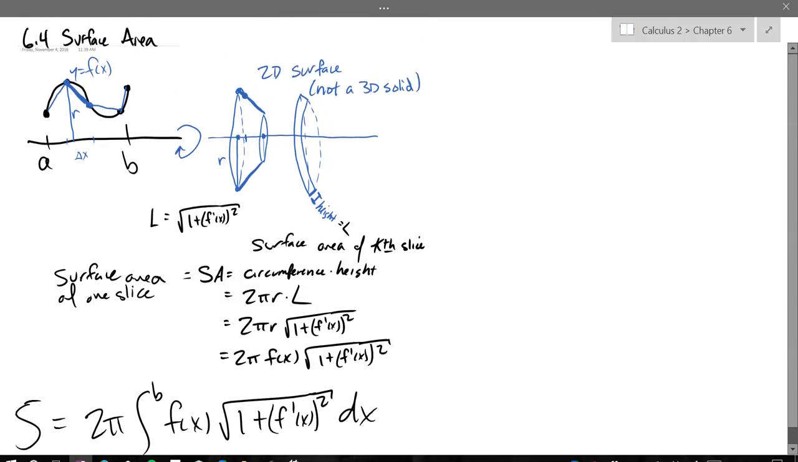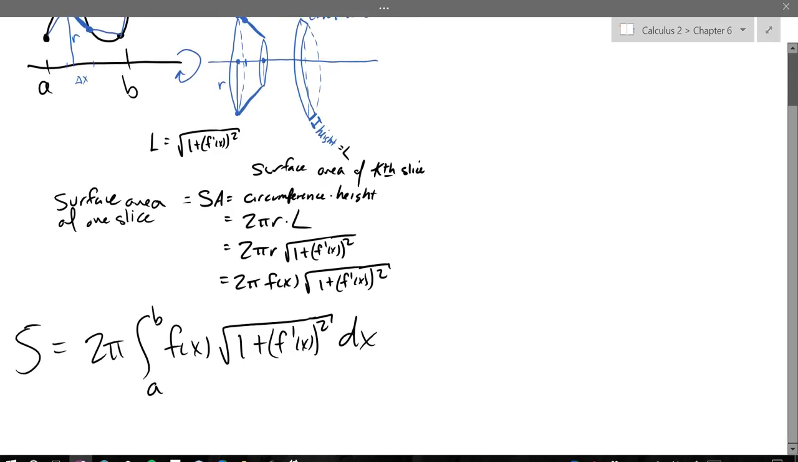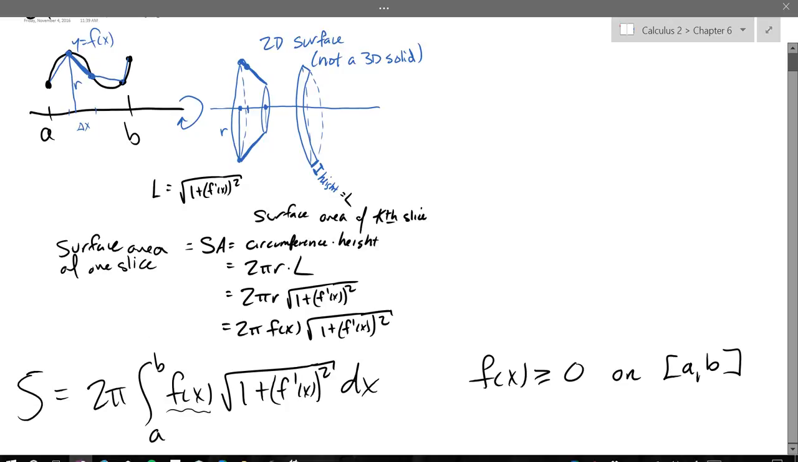Now there's an assumption I made on this picture right here. I assumed that our function was above the x-axis. So I better write that down. It's going to change things. If we're below the x-axis, r would be negative, and the part that would be messed up is that f of x would be negative. So this makes an assumption that f of x is greater than or equal to 0 on the interval a to b. So you've got to be above the x-axis. If you were below the x-axis, you could actually just throw an absolute value around the f of x right here. It would be one way to fix it.